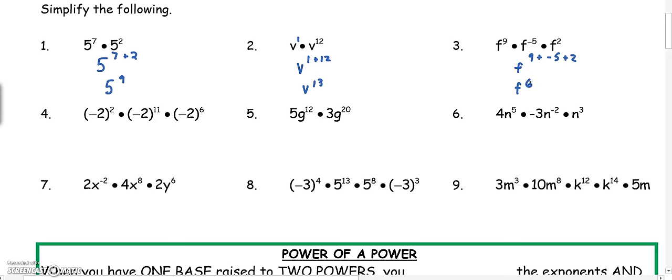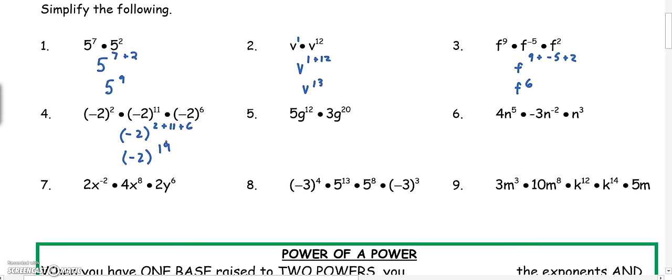Number 4, negative 2 squared times negative 2 to the 11th times negative 2 to the 6th. So our base is negative 2. We need to keep the parentheses because we want the negative to stay with the 2. We're going to add our exponents: 2 plus 11 plus 6. So I get negative 2 as my base, and I add to get an exponent of 19.